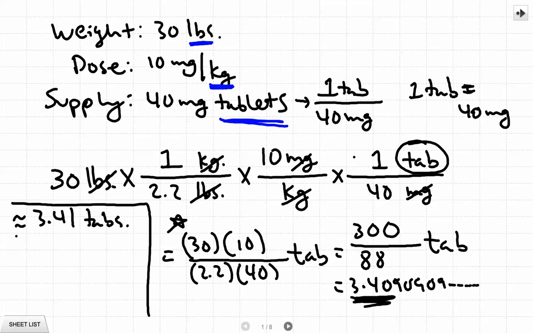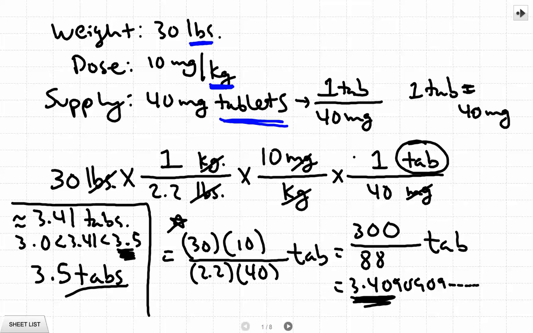So 3.41 is between 3.0 and 3.5. So 3.0 is the nearest half tablet below 3.41. 3.5 is the nearest half tablet above. And 3.5 is closer to 3.41. So our final answer, for the purposes of this exercise, would be 3.5 tablets.